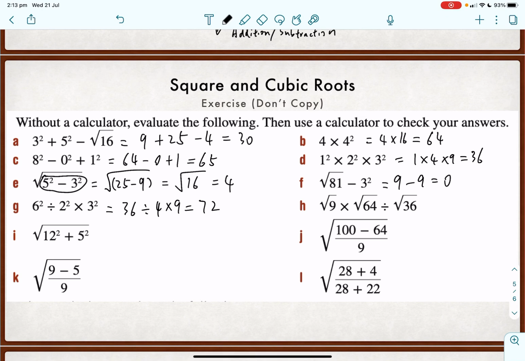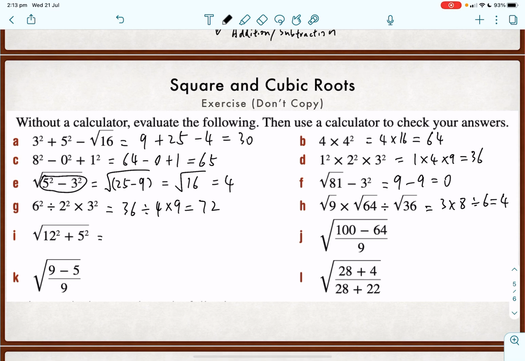Okay, now similar to this one, we do square root first for every single one. So square root 9 is 3, times square root 64 is 8, divided by square root 36 is 6. So 3 times 8 is 24, divided by 6 is 4.